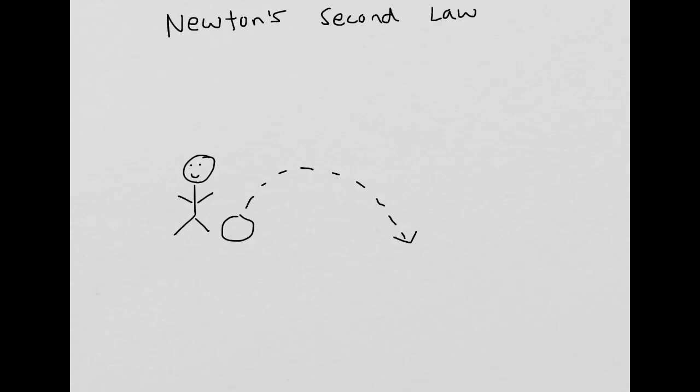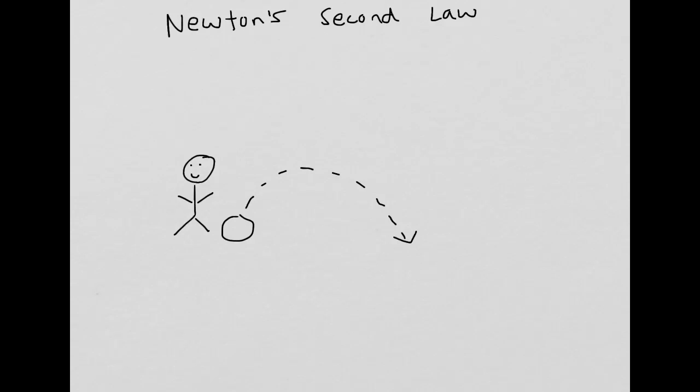So in the last video, we talked about Newton's first law, which was essentially an object in motion will stay in motion and an object at rest will stay at rest unless an external force is applied. So in this video, we're going to consider what happens when an external force is applied, and in doing so, we will define Newton's second law.